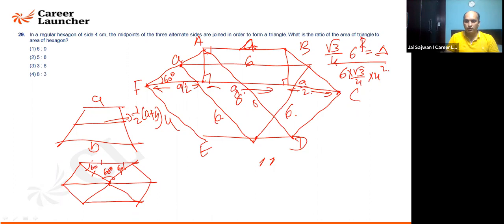Cancel. 6, root 3 by 4. Can I say it is 6 is to 16, or I'll say 3 is to 8 is the ratio of this. My dear, the answer is 3 is to 8 here. Have a look at this. Ask me if there is a query. Any doubt till this point?